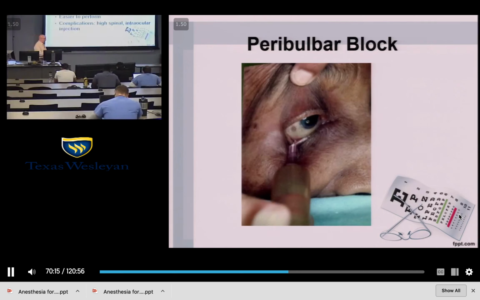So this is just how a peribulbar block is done. Please don't ever do this to me with me anywhere near awake, okay?